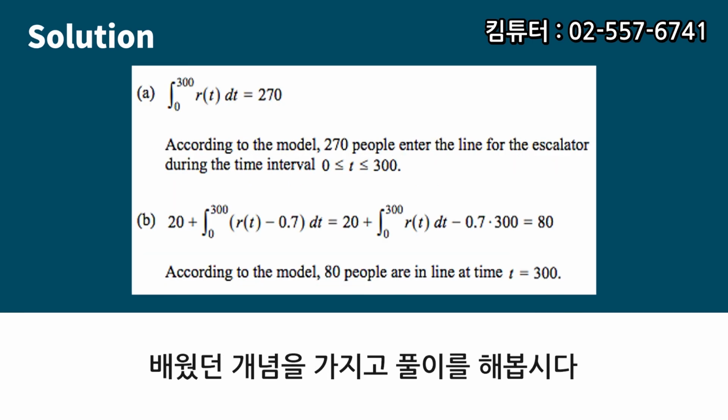So next, this is the solution for the question. We have to take the integral from 0 to 300 and set the equation to 270. According to the model, 270 people entered the line for the escalator when we input these numbers into the equation r. And for part B, we simply have to add 20 with r minus 0.7 between the intervals of 0 and 300, which is equivalent to 80.